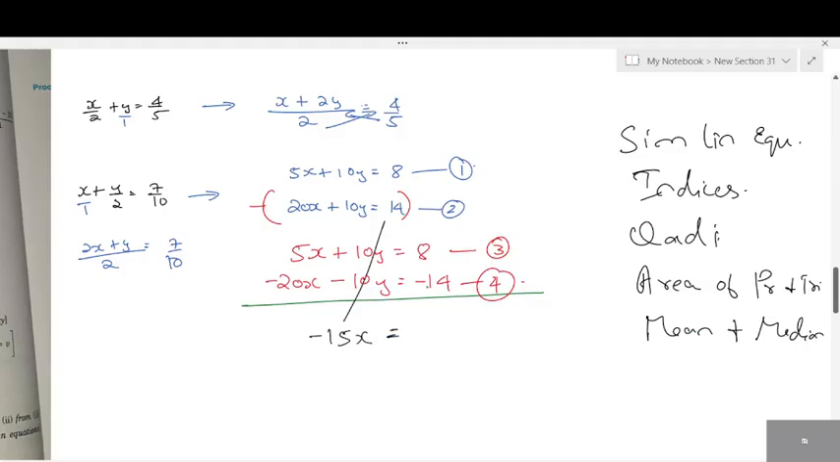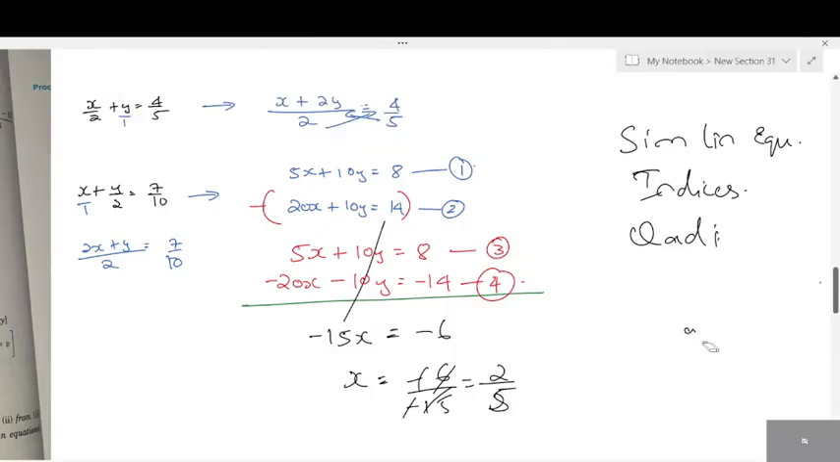Plus 6 or minus 6, which is greater? Minus x is equal to... 3 2s are... 2 by 5 is the answer. Okay, substitute in any one of the equations.